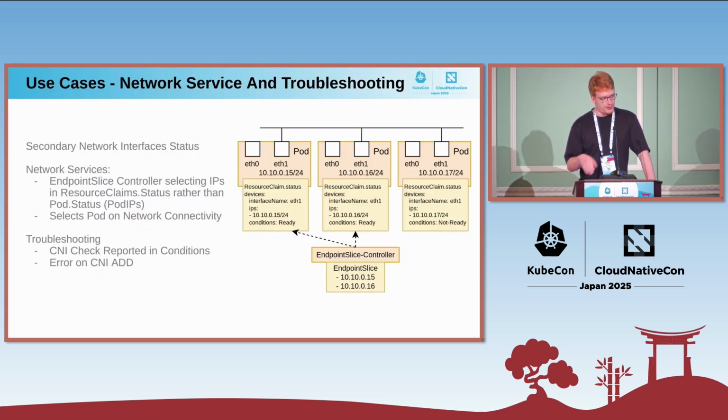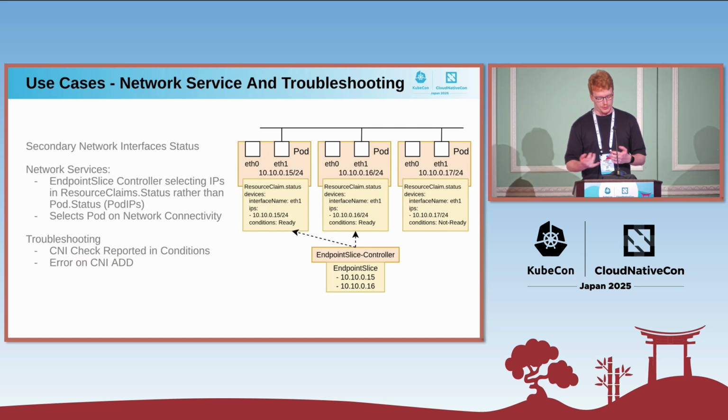So, as mentioned, the first enhancement is about unifying the network framework. The device status has been added to the resource claim status, so we can now report the actual device information, like the readiness or the conditions, as well as the IP addresses that could be reused, for example, for an endpoint slice controller to provide services over secondary networks.